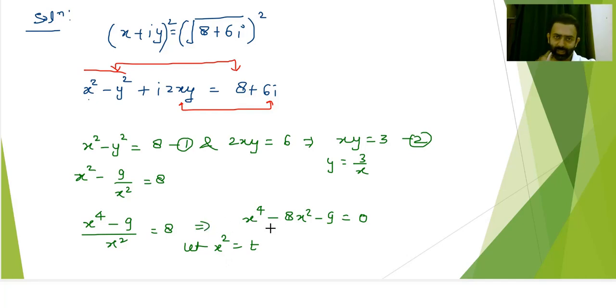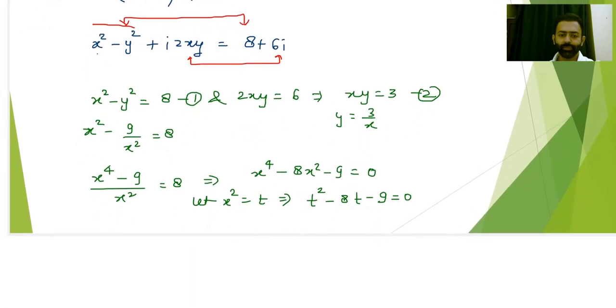Just by looking at this, it does not appear to be quadratic. But if I substitute x square as another variable t, this will result in a quadratic equation in t, which is t square minus 8t minus 9 is equal to 0. I can simply factorize this. That means this is t minus 9 into t plus 1 is equal to 0. Solving this equation, I get the value of t as 9 and t as minus 1. Means either t is 9 or t is minus 1.